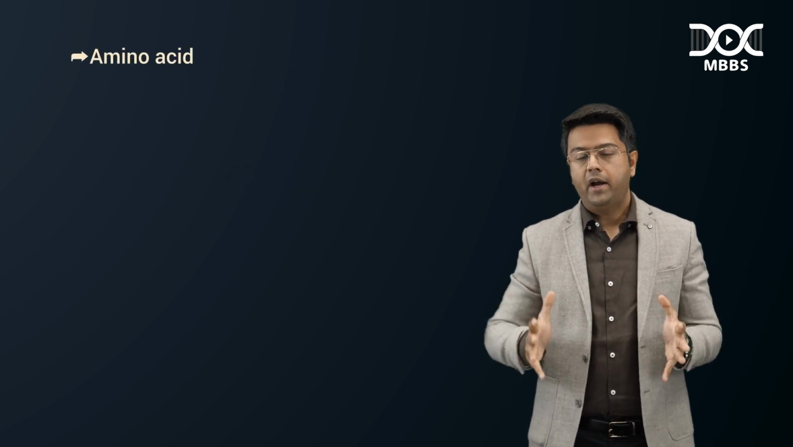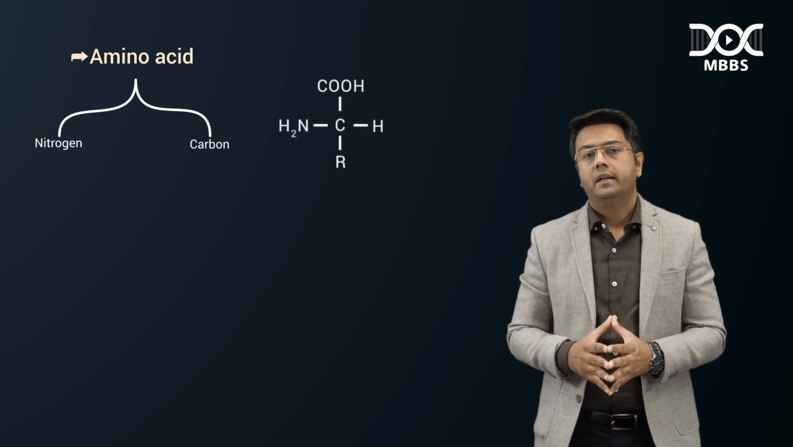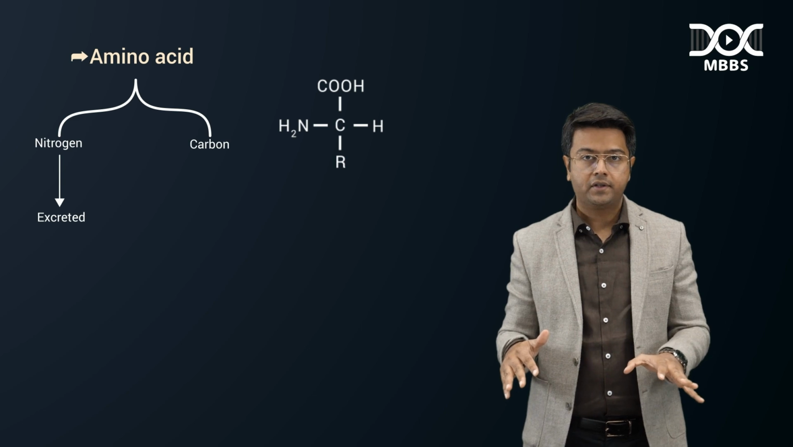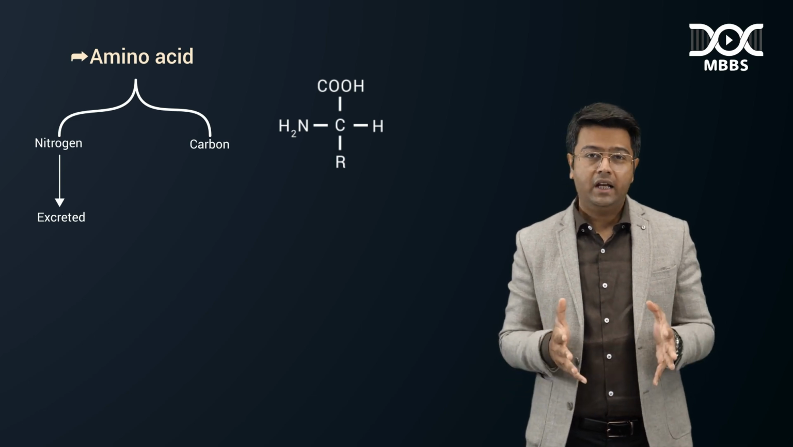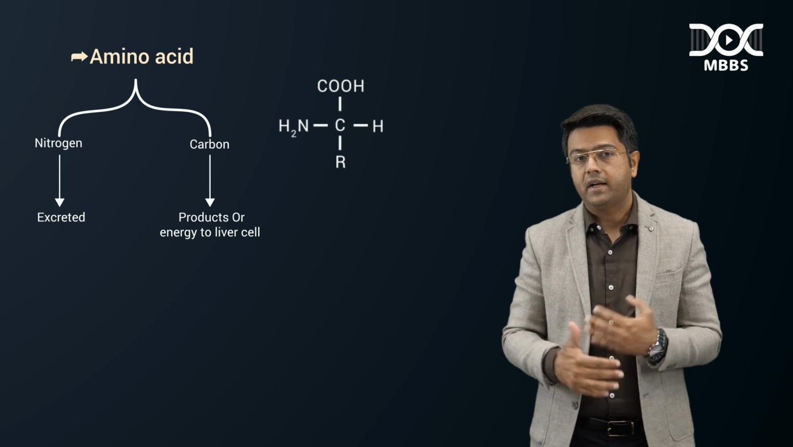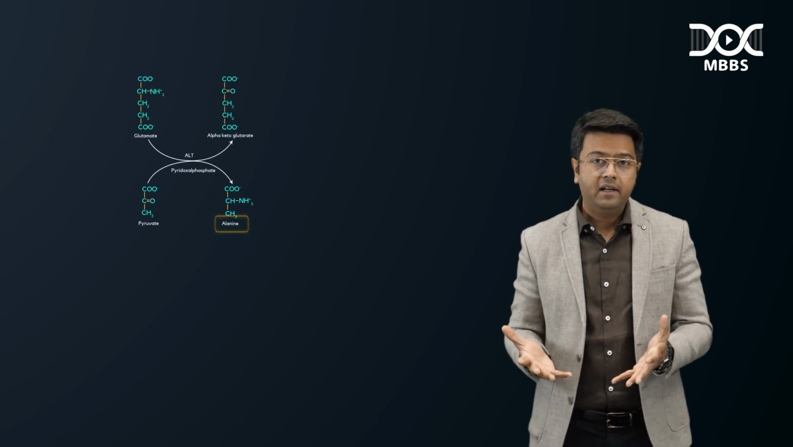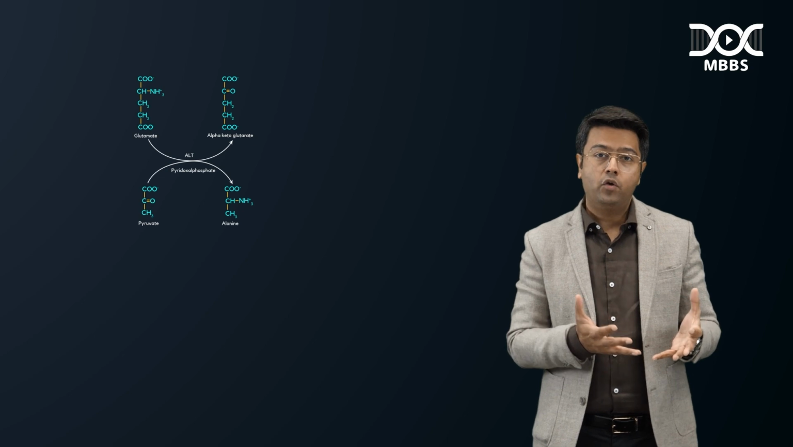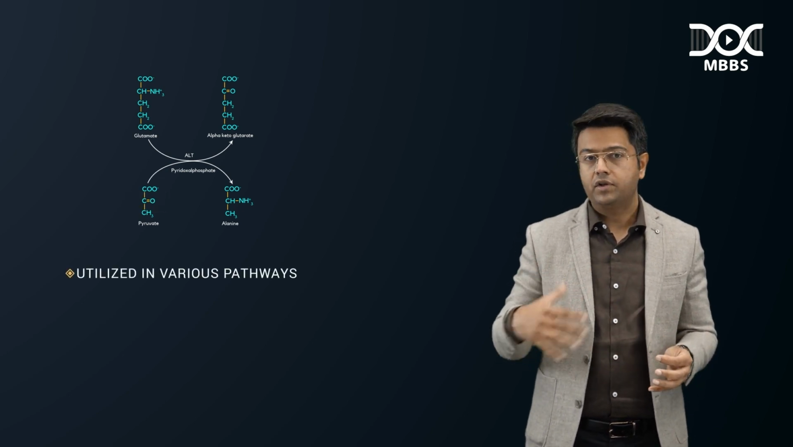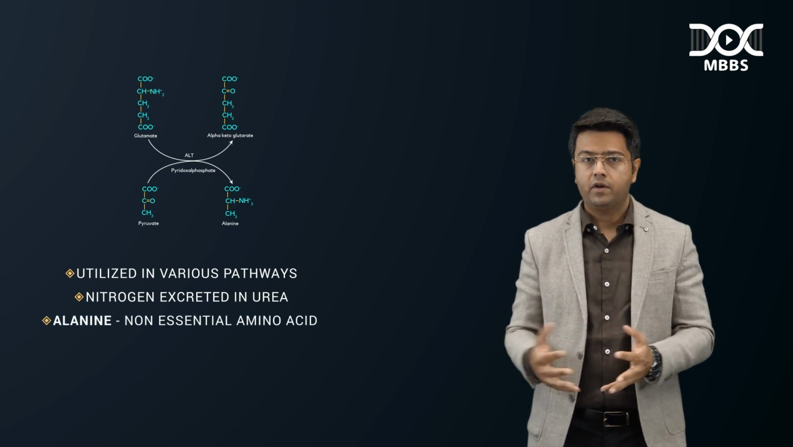So guys, an amino acid is made of two parts, carbons and nitrogen. Nitrogen has to be excreted, but carbons we will not waste. These carbons we can use for making various products or just as energy for the liver cells. Like alanine can make pyruvate, and the pyruvate can be utilized in various pathways, but the nitrogen can be excreted as urea. And alanine is a non-essential amino acid.